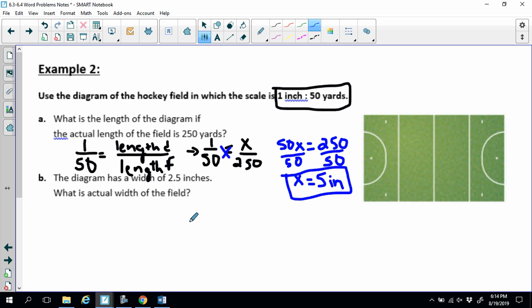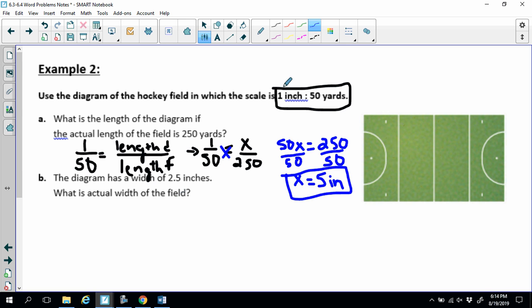Okay, so part B is going to be similar. So the diagram has now a width of 2.5 inches. What's the actual width of the field? So this is just a reverse. So in this case, we know one of the dimensions of the diagram, but we're trying to find the dimension of the field, the actual field.